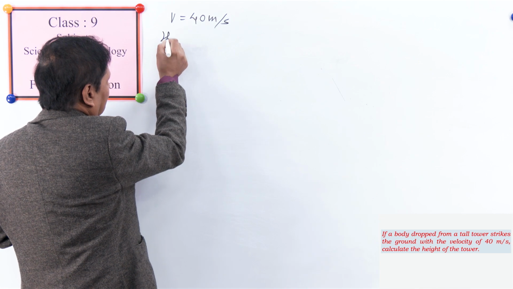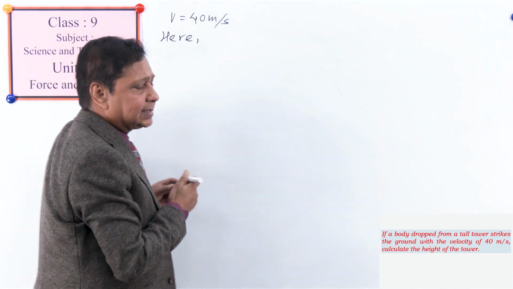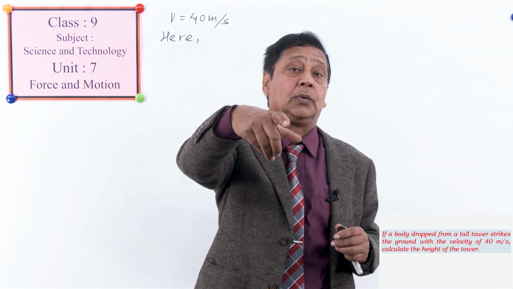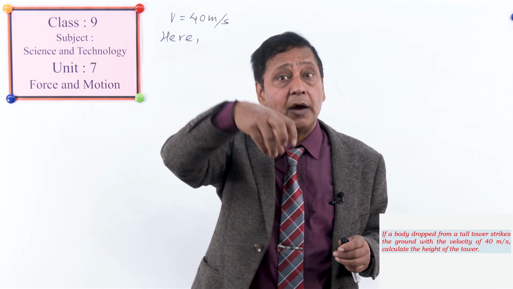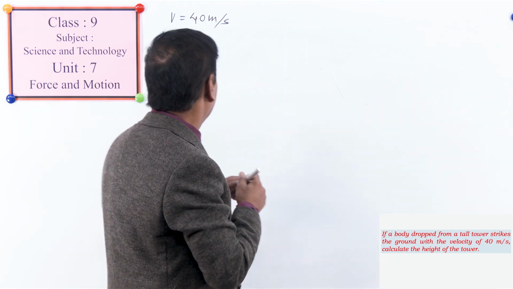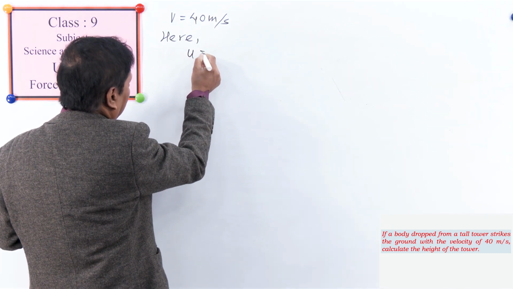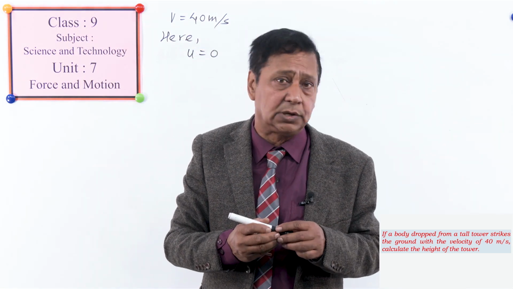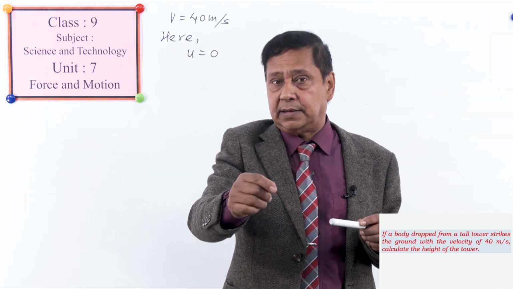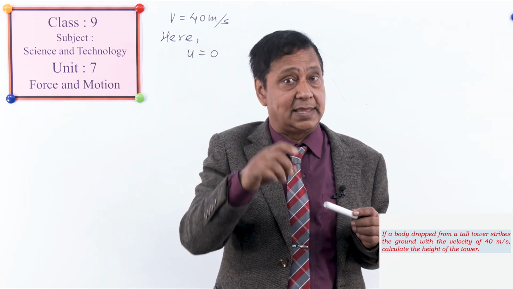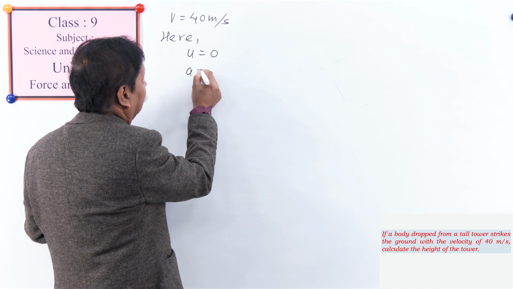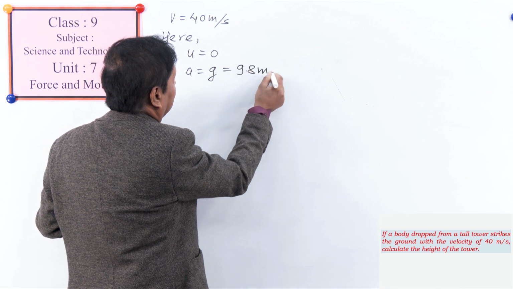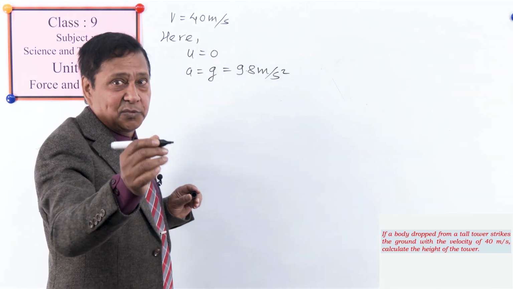Now, here we can say that when a body is dropped, at first its velocity is 0. Why? Because it is in our hand before the drop. So, here we can say u equal to 0. And when a body is dropped, then every second its velocity goes on increasing and it accelerates with the acceleration due to gravity. That's why acceleration a is equal to g is equal to 9.8 meter per second square. These are the hidden information.